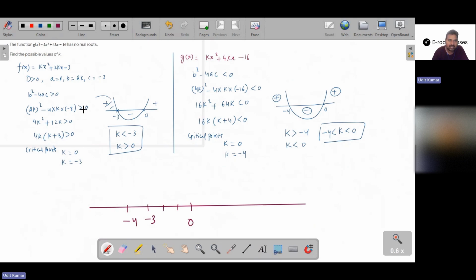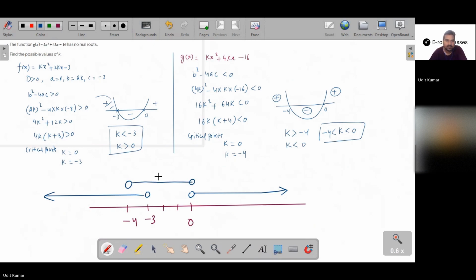Now let's focus on f(x). f(x) is k should be less than -3. Less than -3. There is no equal to sign. That means there will be an open circle, right? So less than -3 means this direction, and greater than 0 means this direction, right? This is fine, right? And the second one says k should be greater than -4 and less than 0. That means greater than -4 and less than 0. This, right?